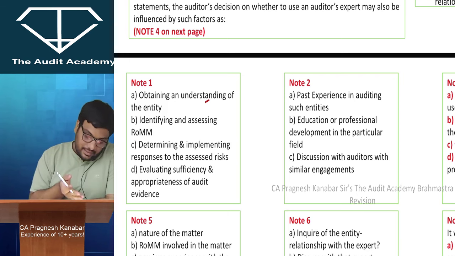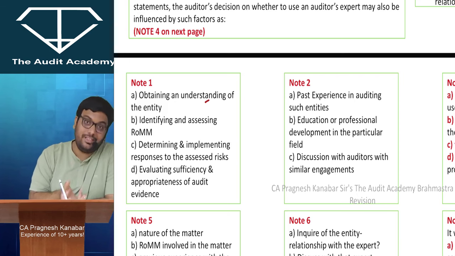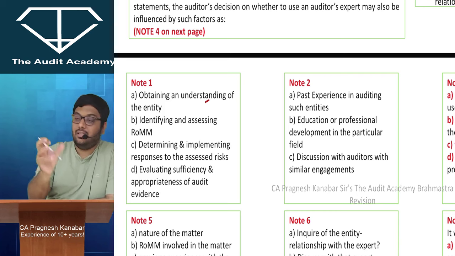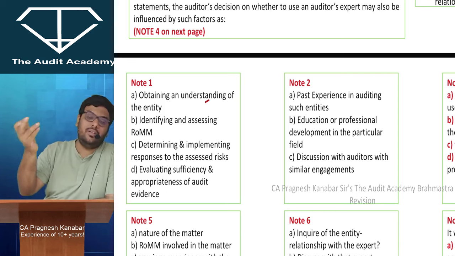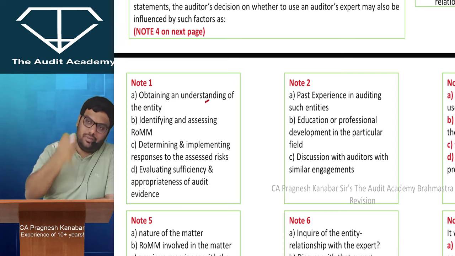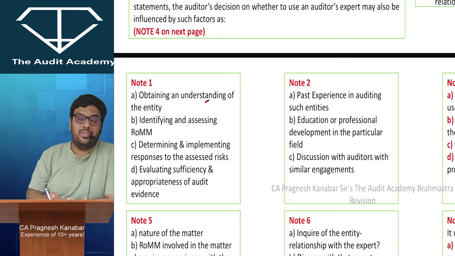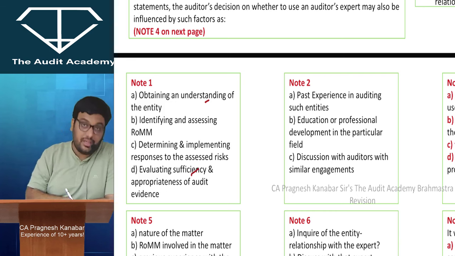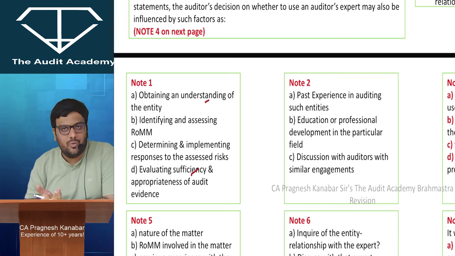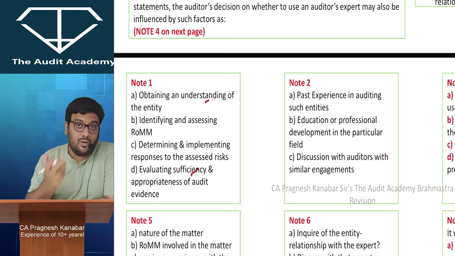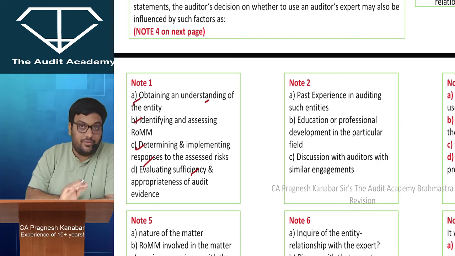I understand these are the audit objectives that I want to achieve, but somewhere there is so much involvement of other fields other than auditing. So I will need the help in risk assessment procedures, in further audit procedures, and in evaluating the sufficiency and appropriateness of audit evidence. That is why I want that expert. I have the knowledge of standards, but what about other fields? So be careful with this.